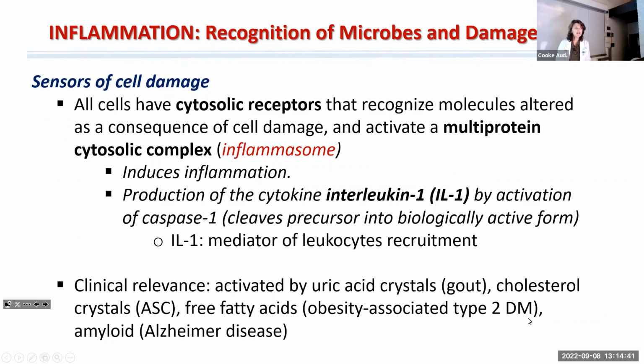Another method of recognition is by sensors of cell damage. All the cells, aside from those receptors, have cytosolic receptors that recognize molecules altered as a consequence of cell damage. And they activate a so-called inflammasome, a multi-protein cytosolic complex, which in turn will induce inflammation and produce the cytokine interleukin-1, which is also a mediator of leukocyte recruitment. What is the clinical relevance? Well, you can think about many instances where there are substances that accumulate in the cells or outside the cells, they damage the cells and they activate this inflammasome. For instance, in gout, where you have accumulation of uric acid crystals, or the atherosclerotic plaques, where you see cholesterol crystals and so on.